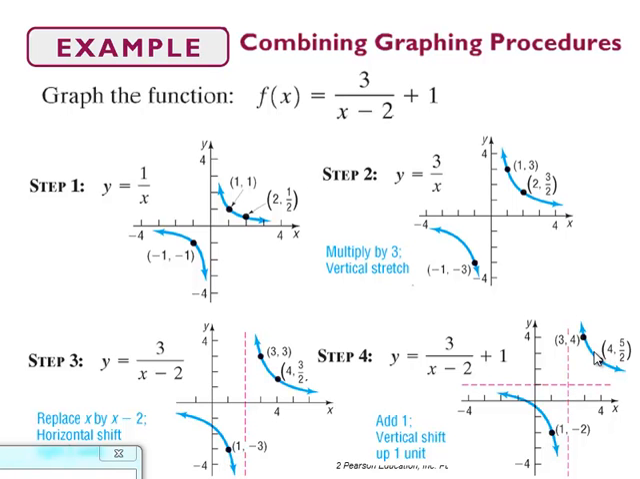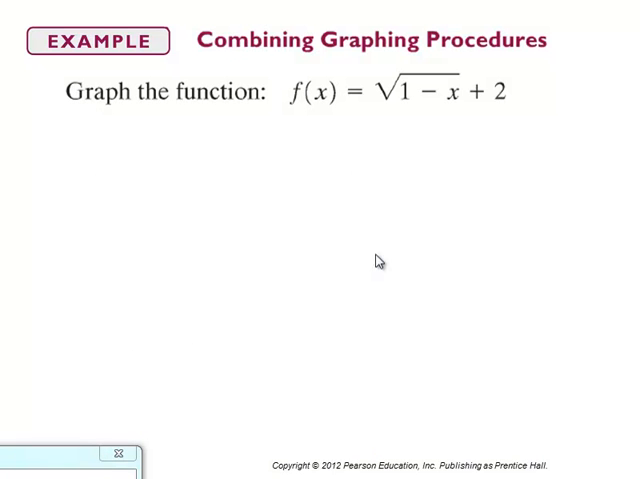So through a series of transformations on the original graph, we're able to graph the 3 over x minus 2 plus 1 just by starting off with the basic function 1 over x in its graph and then doing that sequence of transformations. All right, here's, I think, our last problem here. What does the graph of square root of 1 minus x plus 2 look like?